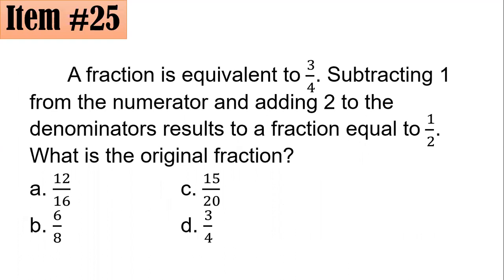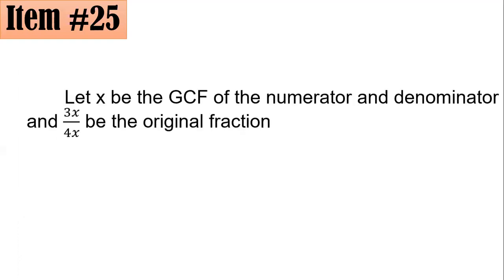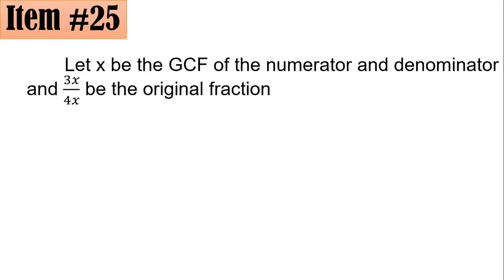You could actually do this by trial and error, by guess and check. But for now, the one that I will be giving you will not involve guess and check. So let's say, let x be the GCF of the numerator and denominator. And since the ratio in simplified form is 3:4, we will have 3x over 4x be the original fraction.